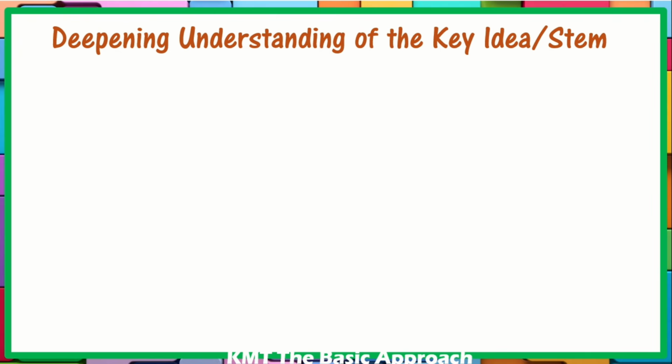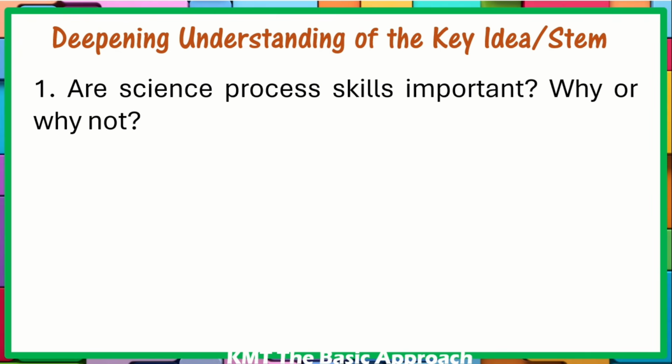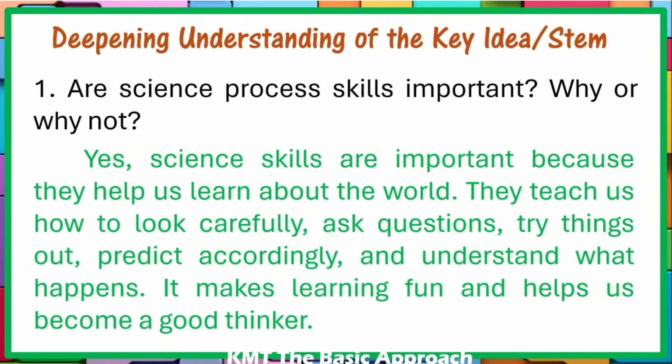Deepening understanding of the key idea or STEM. Number 1. Are science process skills important? Why or why not? Correct! Yes, science skills are important because they help us learn about the world. They teach us how to look carefully, ask questions, try things out, predict accordingly, and understand what happens. It makes learning fun and helps us become a good thinker.